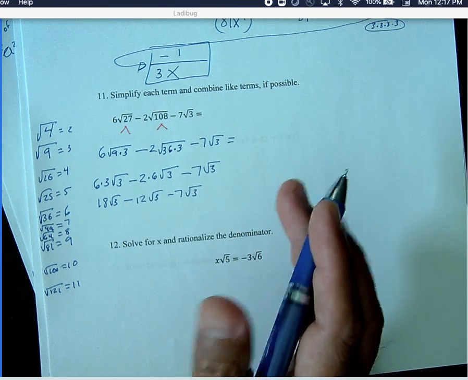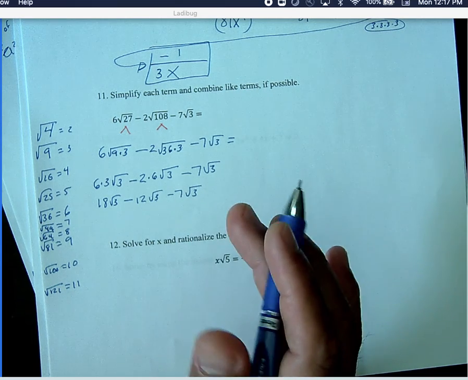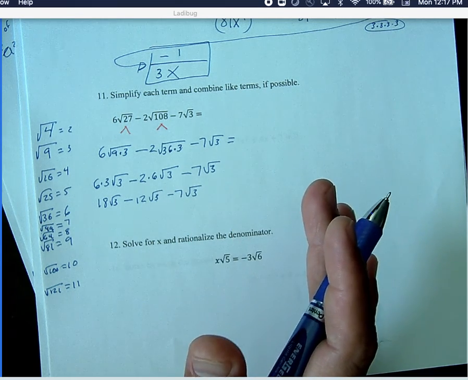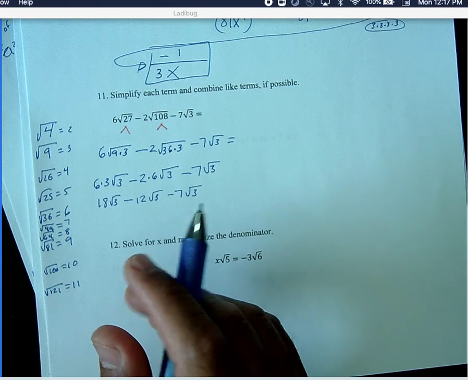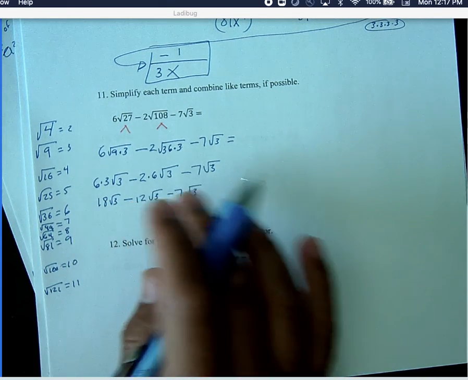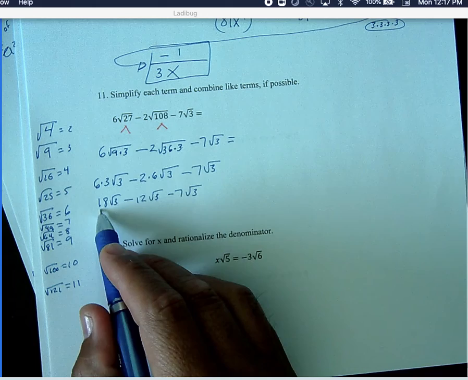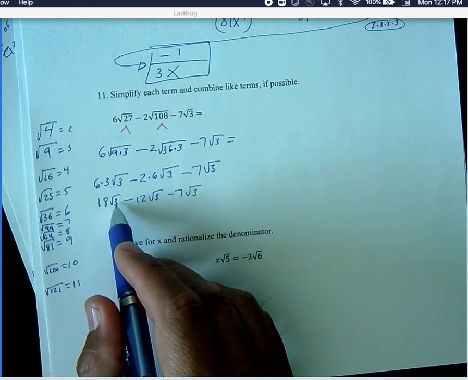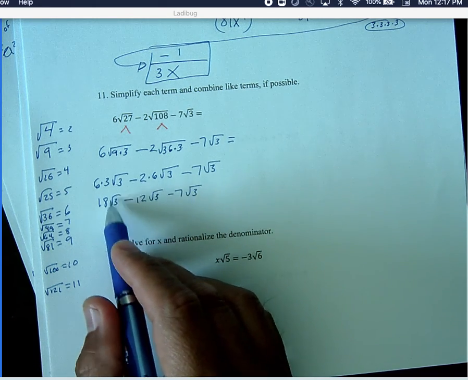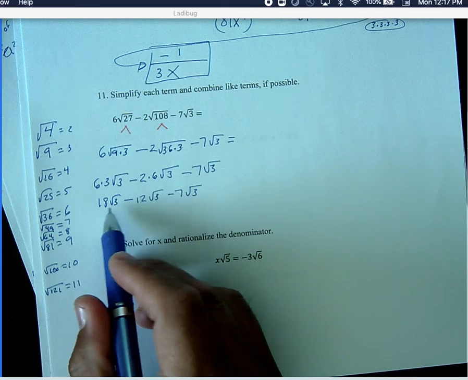Any radical would have to match. Any index in the radical would have to match. Any letter outside of the radical would have to match for each one in order for us to combine the coefficients. In this case, there's no letter, so we just have to worry about the radical only. So now we can combine this.